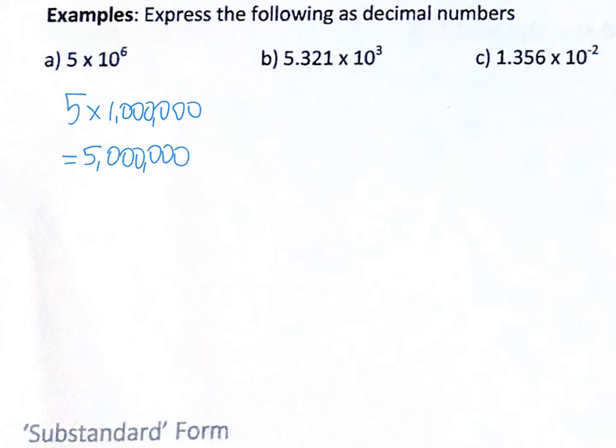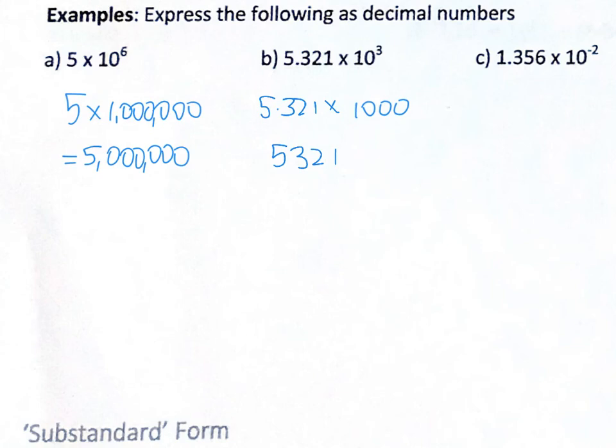The next one, 5.321 times 10 to the power of 3. Well, 10 cubed is 1,000, 10 times 10 times 10. And we're multiplying that by 5.321. And then 5 times 1,000 is going to be 5,000. So we've got 5,321.